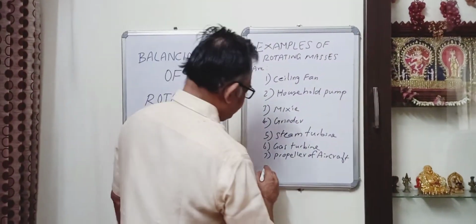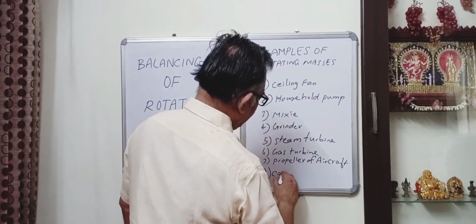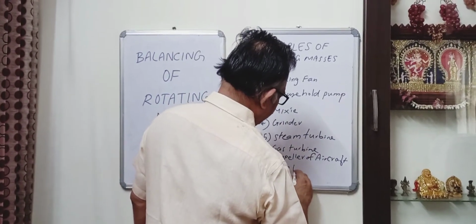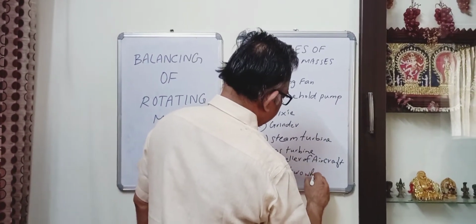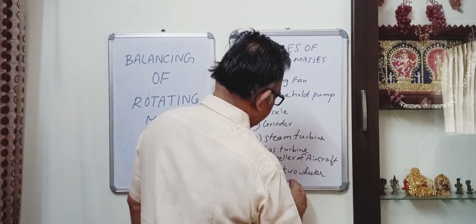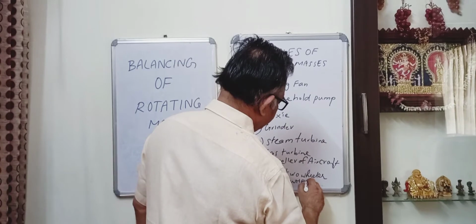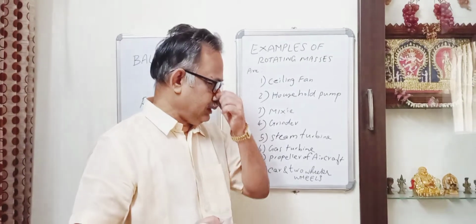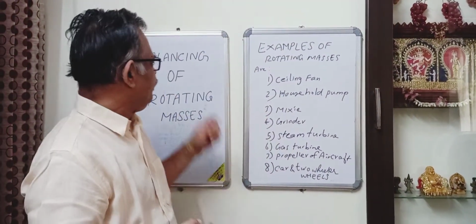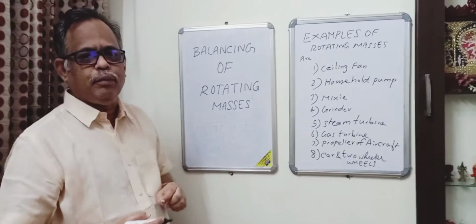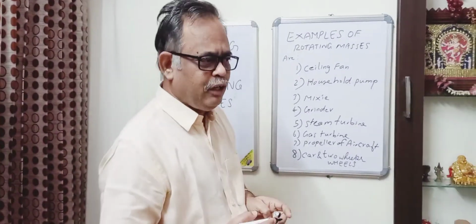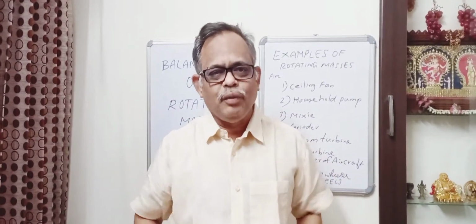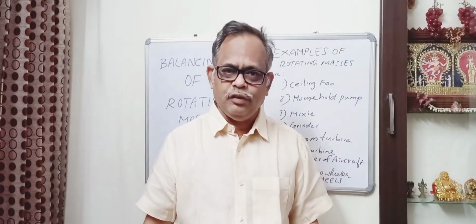In automobiles, the examples are car and two-wheeler wheels. There are so many examples of rotating masses, right? So what I tell is balancing of rotating masses, by which what is meant? There should be some imbalance in the rotating mass. That is why we are talking of balancing of rotating masses, right?